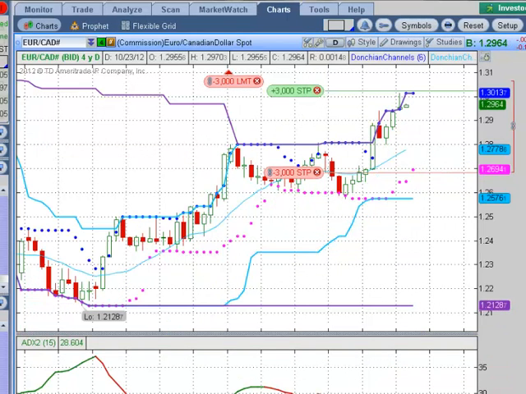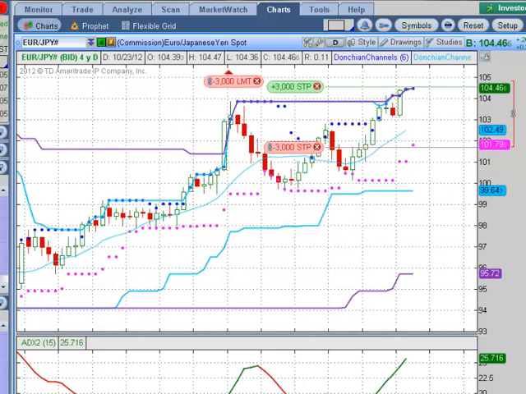We're now looking at the Euro CAD price chart. We have a buy order at 1.3024 with our stop loss at 1.2684. Here's the Euro Yen price chart. We have a buy order at 104.57 and our stop loss is at 101.69.